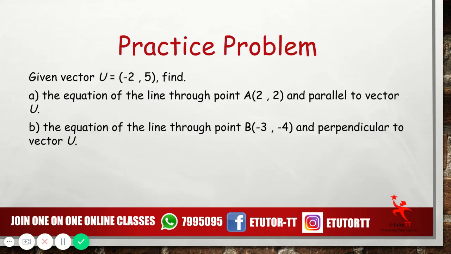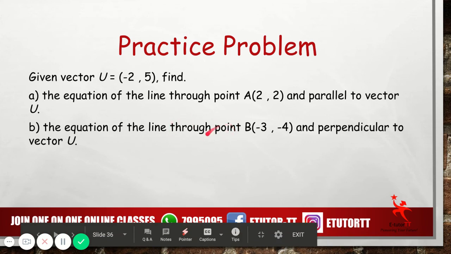Given vector U equals negative 2, 5, find the equation of the line through point A, which is 2, 2, and parallel to vector U. Then find the equation of the line through point B, negative 3, negative 4, and perpendicular to vector U. So we're going to try these problems. This problem here, let's see.